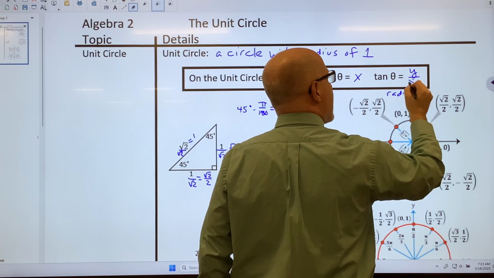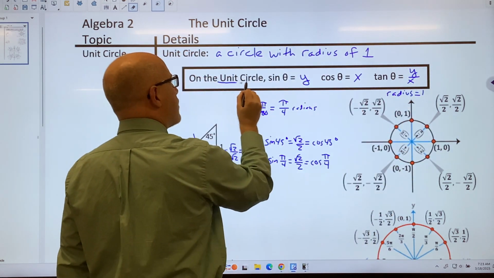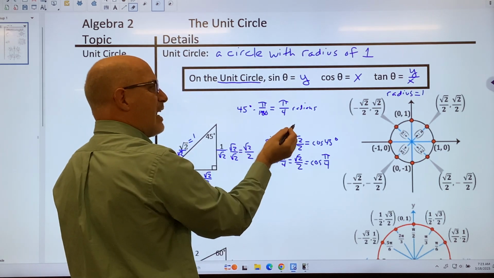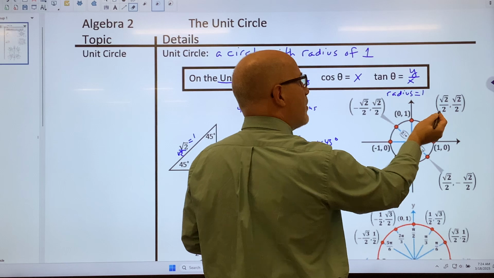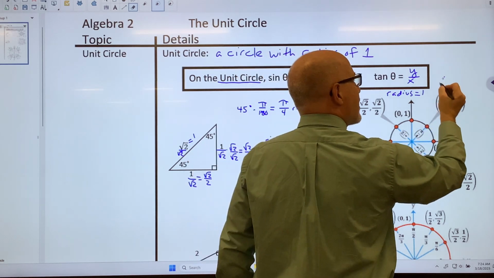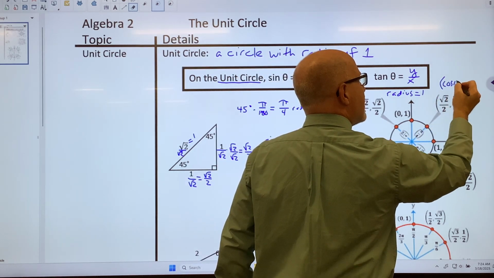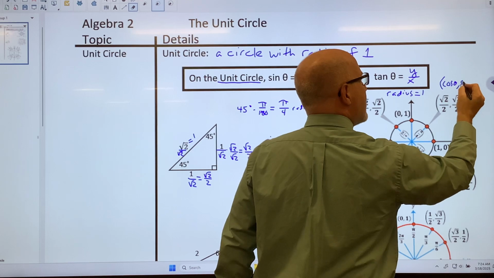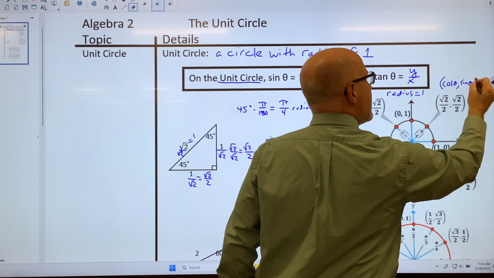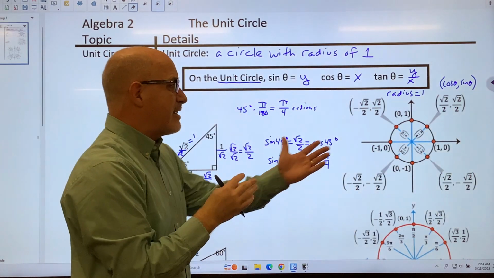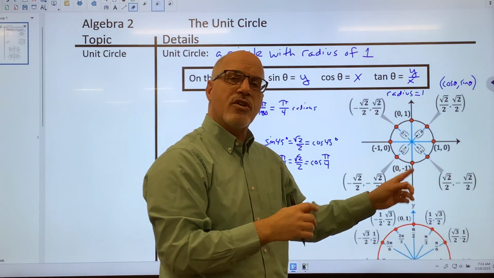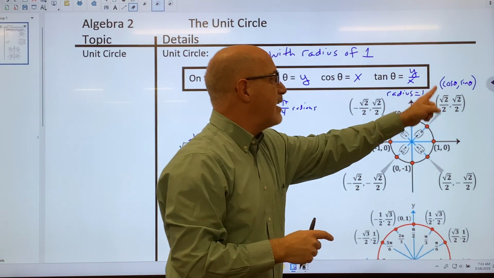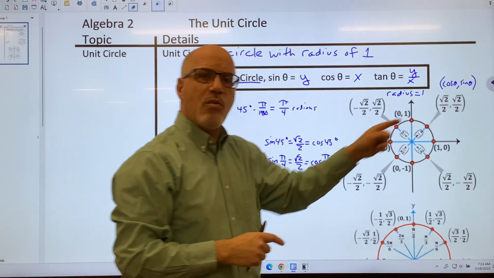So on the unit circle, we can get these values, and they give us sine and cosine, because if you notice, the x value is the cosine value, and the sine value is the y value. So that gives us a nice, clean way of looking at ordered pairs on this unit circle and getting the cosine as the x, the sine as the y.